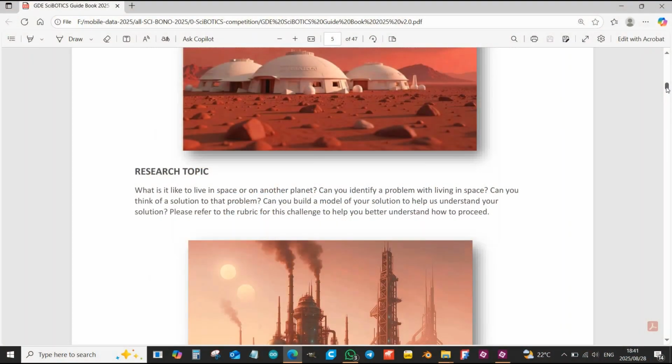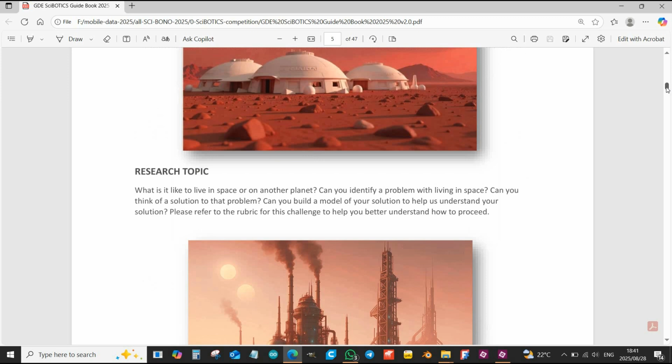There is a research topic for each challenge in the GDE SciBOTICS competition. We are asking young people to do some research and read up about what it's like to live in space or another planet. Can you identify a problem with living in space or on another planet? Can you think of a solution to that problem? Can you build a model of your solution to help us understand your solution?